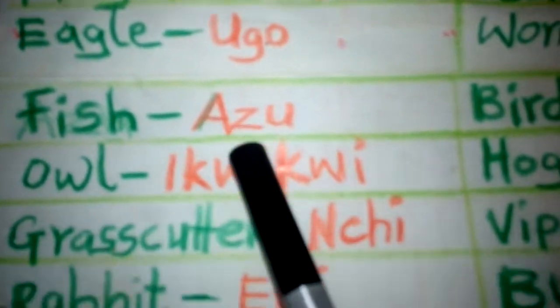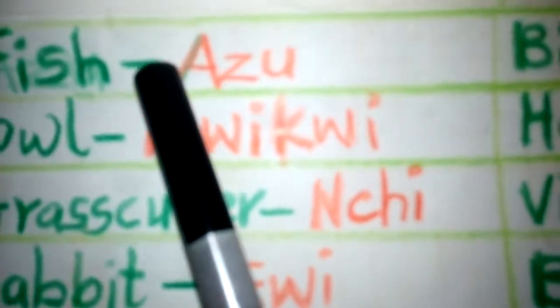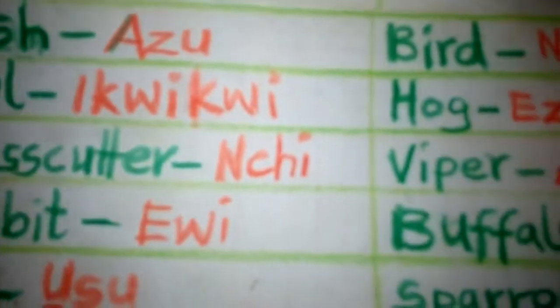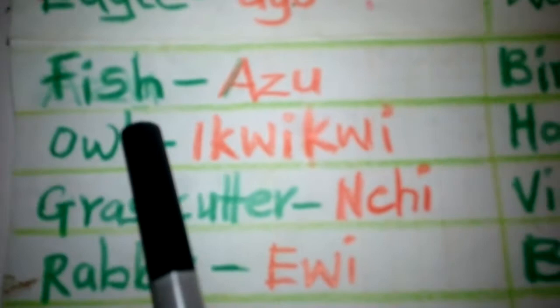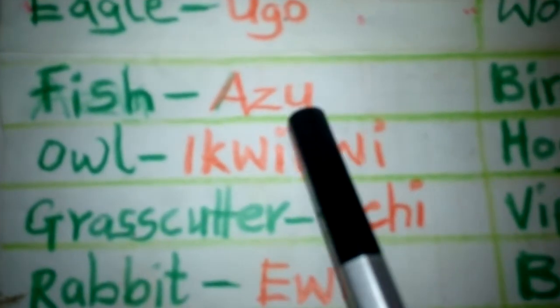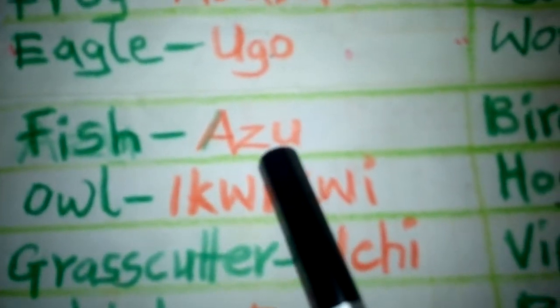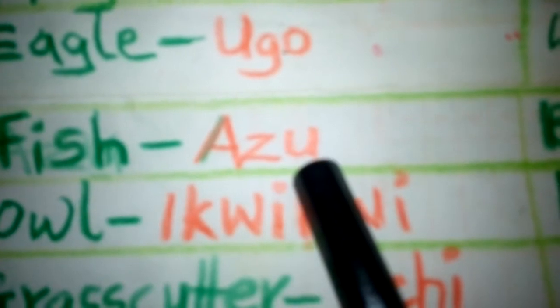Okay, let's proceed. Fish, azu. Okay, there's a dot underneath. There's a dot here. Azu, there's a dot here. I omitted that.